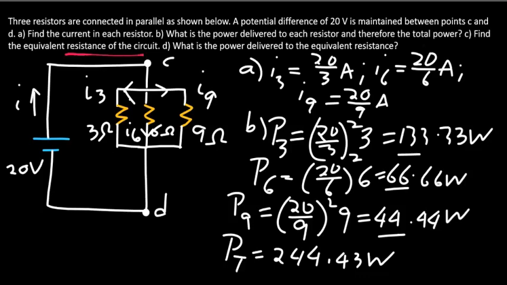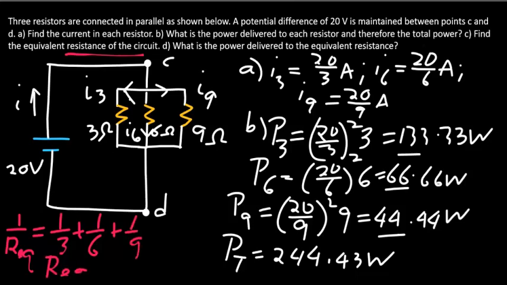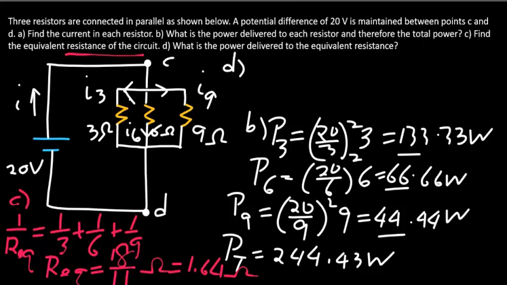Now you have 3 resistors in parallel, so the equivalent resistance is obtained from the following equation. 1 over 3 plus 1 over 6 plus 1 over 9 is 1 over the equivalent resistance. That will give you an equivalent resistance of 18 over 11 ohms, which is about 1.64 ohms. Now let's do part D. What is the power delivered to that equivalent resistance?